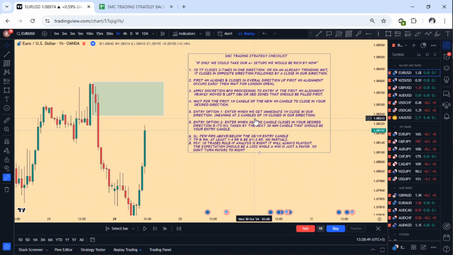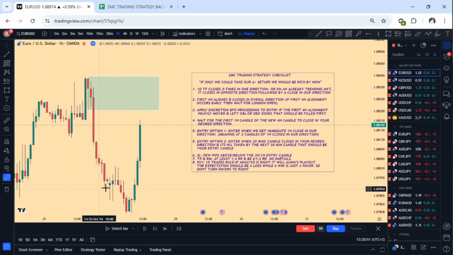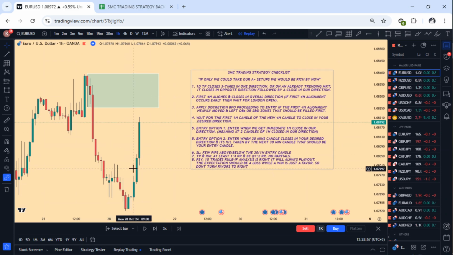So let's see what price delivers here. We've seen the first alignment, second alignment, but all those were before our entry time frame. So where is London? London opened here. This is the London candle, which happens at 10 a.m. my time. So you can see there was no close in our direction because of the next checklist.